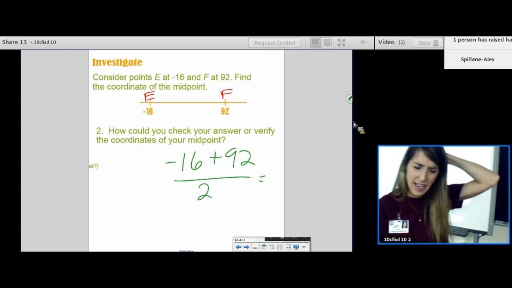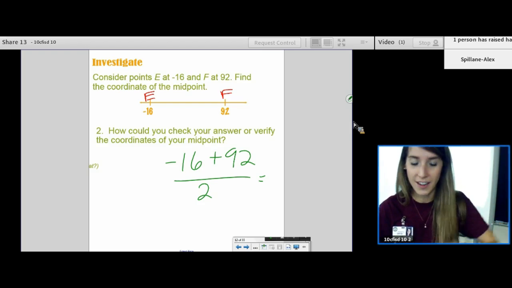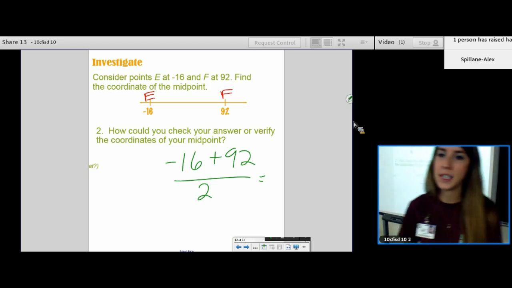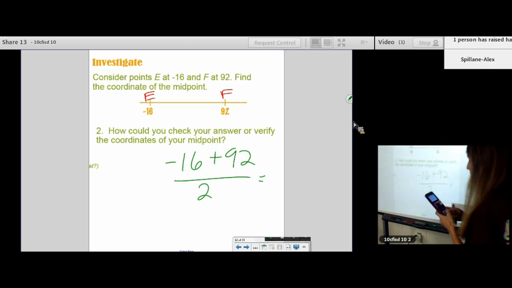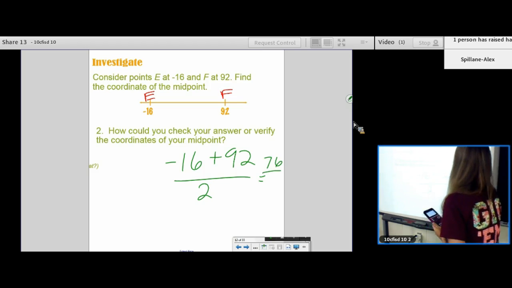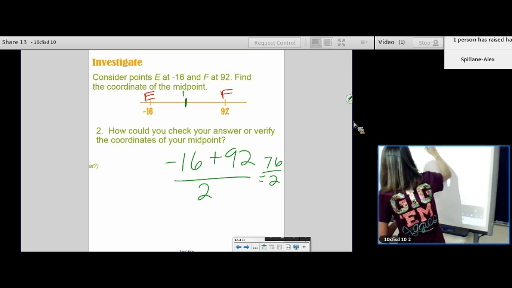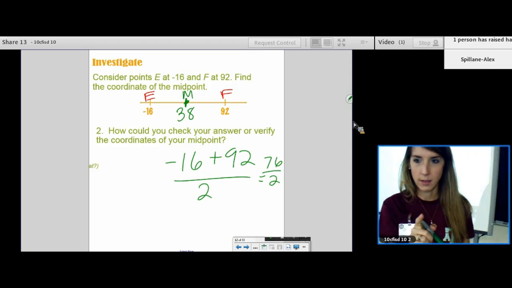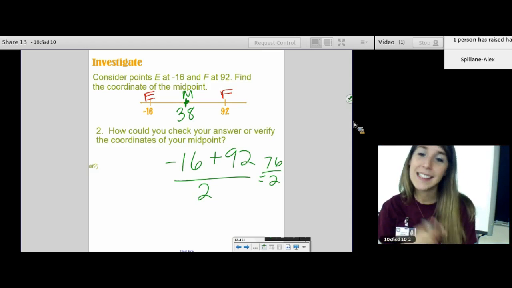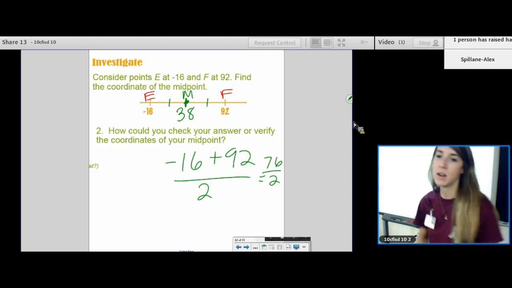Well, wait a minute, Miss Tanton. Does it work if one's negative and one's positive? Yes, it does work. Okay, so what is -16 plus 92? 76 divided by 2. The answer, M, is 38. That is the one and only midpoint. Can a segment have more than one midpoint? No. There's only one middle to a segment.